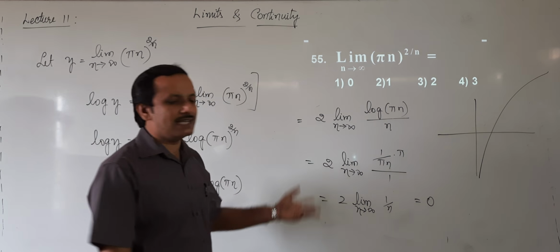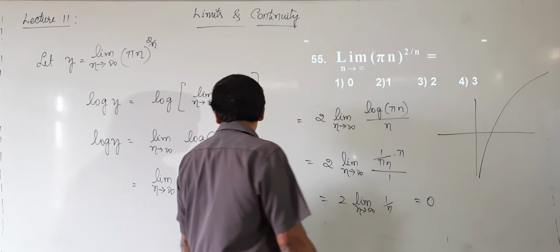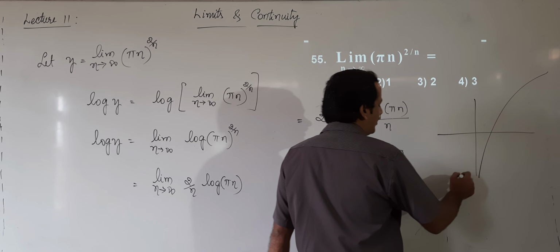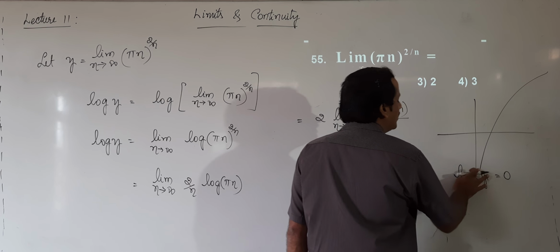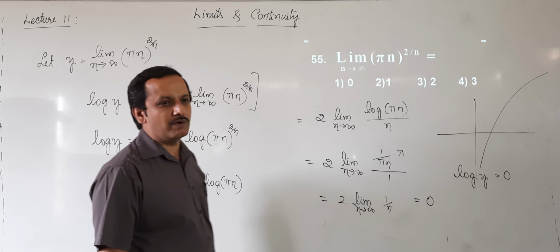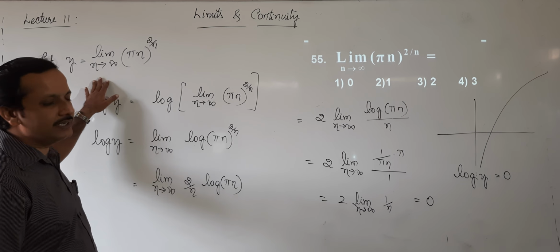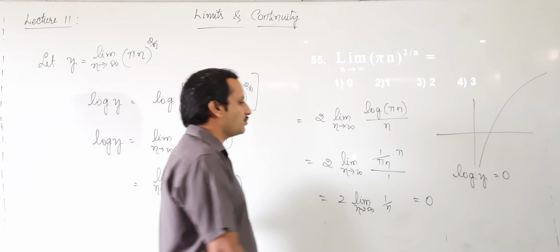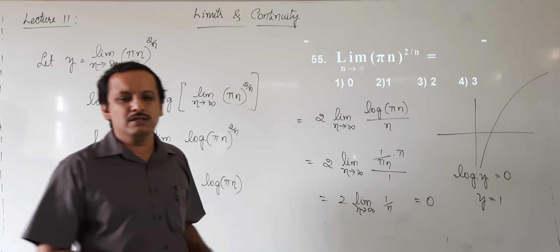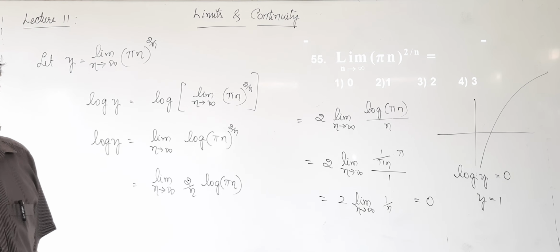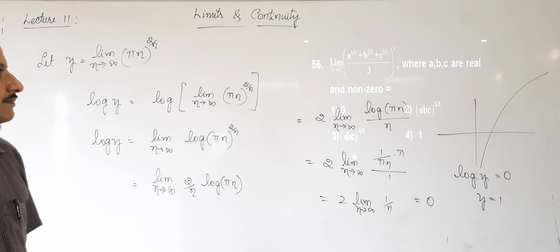But don't write 0 as the answer, because see what is there on the LHS, you just observe. We have log y. So we have log y is equal to 0. But we were not asked to find out what is log y. We were asked to find out what is y, right? So log y is equal to 0 means what is the value of y? y is equal to 1, because log 1 is equal to 0. Okay? Next.